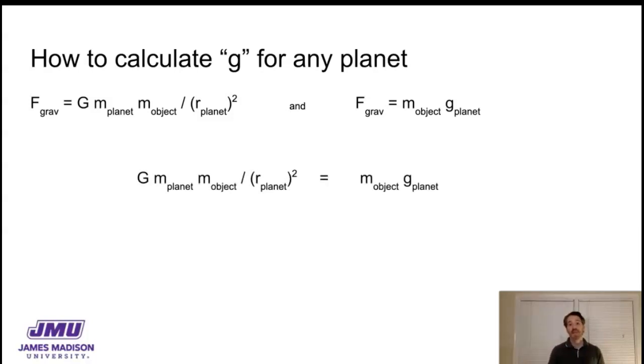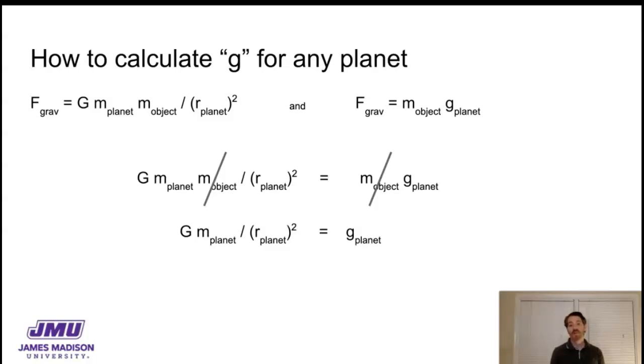Capital G, let me be clear about that, capital G times the mass of the planet times the mass of the object, whatever the object is, divided by the radius of the planet squared, equals the mass of that object times g of the planet. Since the mass of that object appears on both sides of the equation, it doesn't have to appear on either side at all. We can divide it right out. And we now have an expression that says that the gravitational field strength on any planet, and therefore the acceleration due to gravity for any object that you drop on that planet or moon, is equal to capital G, which is a constant, times the mass of that planet or moon, divided by the radius of that planet or moon squared.